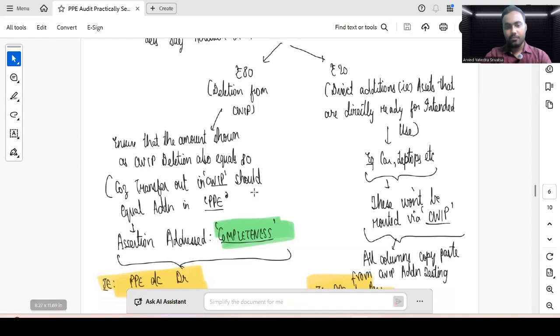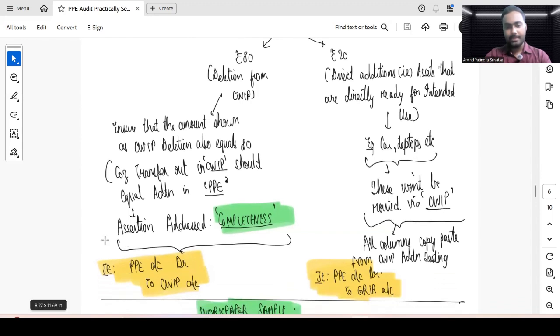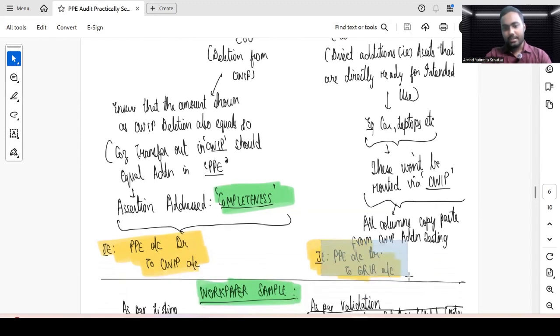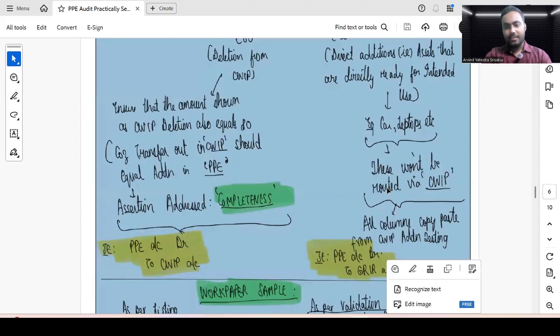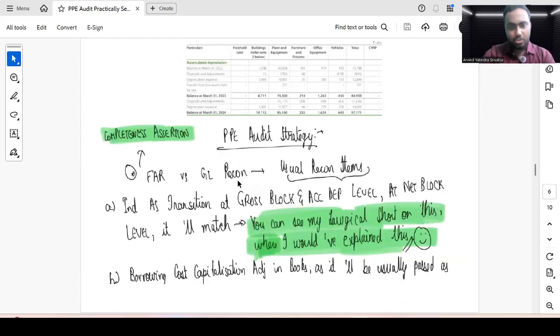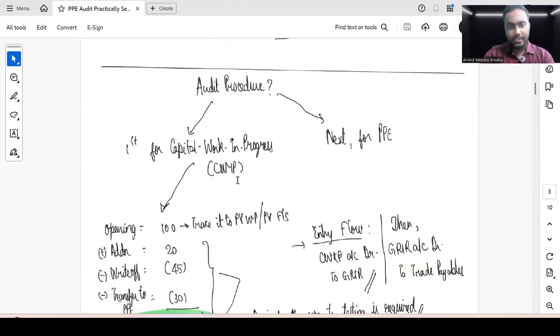Next. So this is how we are matching our completeness case. And as I told you earlier, for the transfer out from CWIP, the entry you would be passing is PP account debit to CWIP. And for the direct addition in relation to your vehicles or your car or your air conditioner or any other furniture, the entry you would be passing is PP account debit to GRIR. So for this, guys, if you just think logically, for the transfer out from our CWIP, I'll just go a bit up and give you a recap.